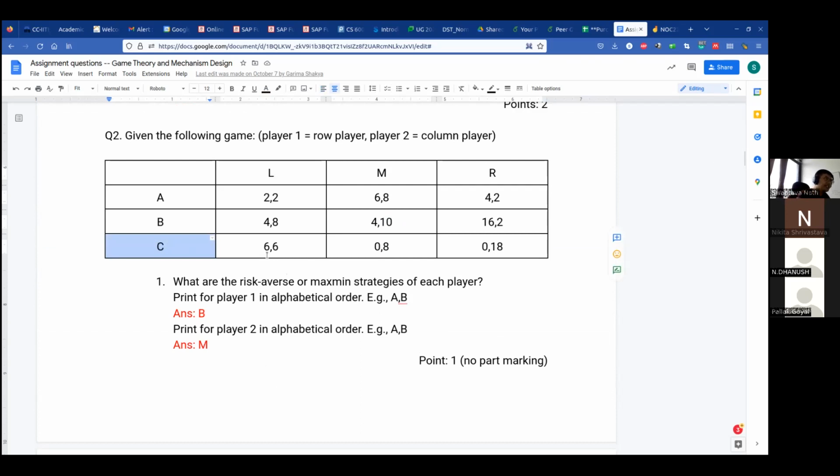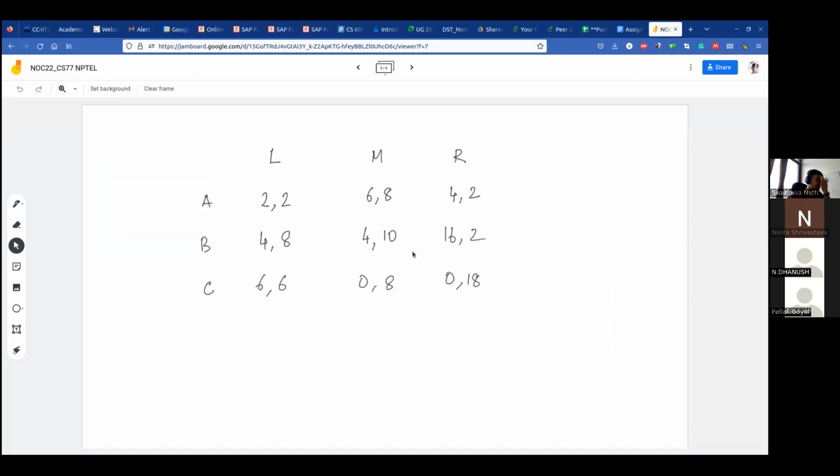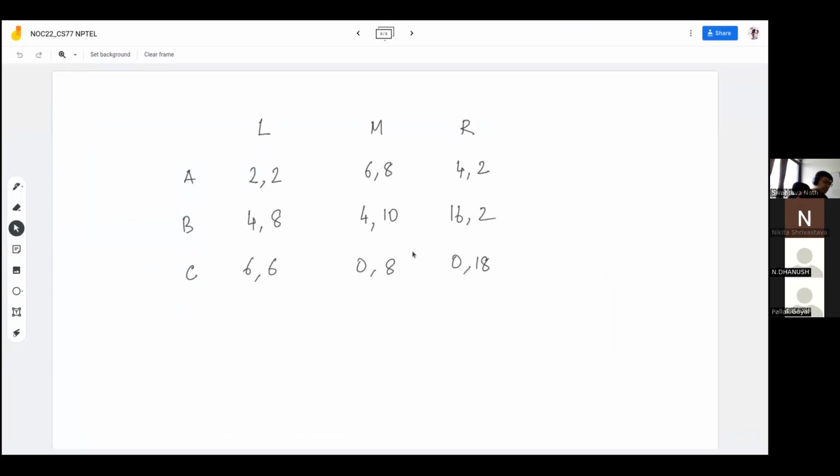Okay, so let me just write these numbers down so that I can explain it on the Jamboard. So I'll share the screen. So the players are A, B, C and L, M, R, and the values are 2, 2, 6, 8, 4, 2, 4, 8, 4, 10, 6, 2, 6, 0, 8, and 0. Okay, so let me just project my screen here. So my screen is visible now, right? The Jamboard screen? Yes, sir. Okay. So here, what you can see is that first it is removing L.